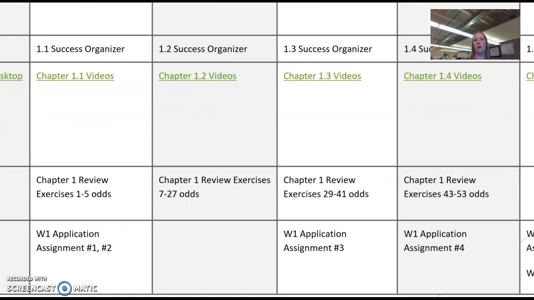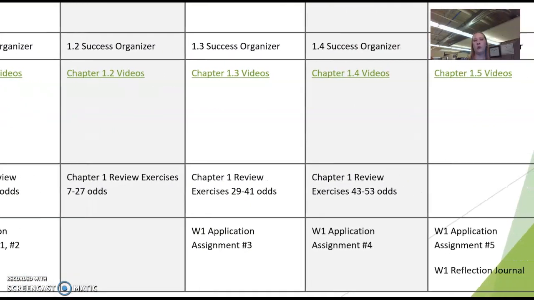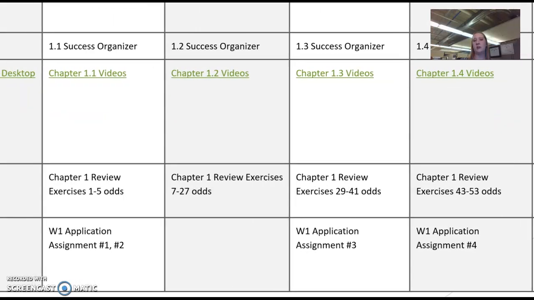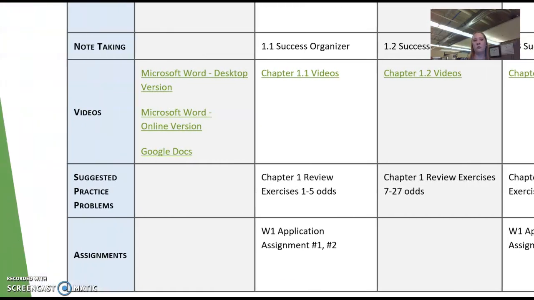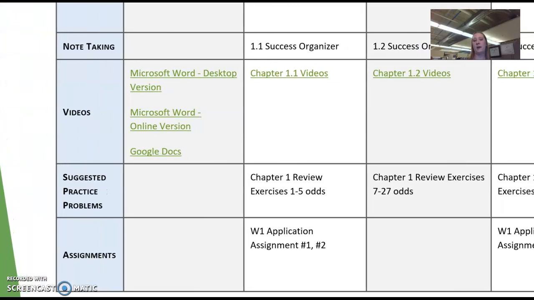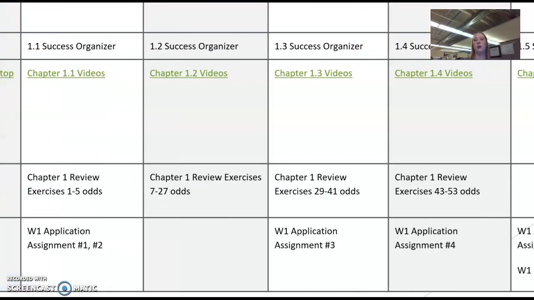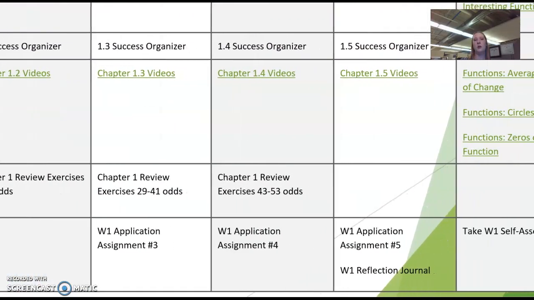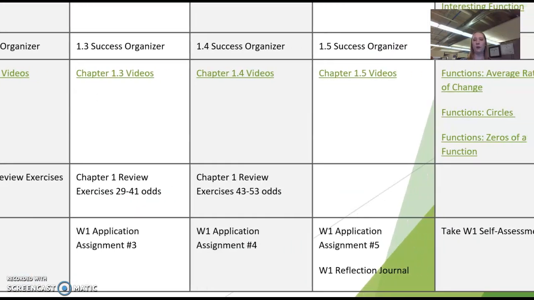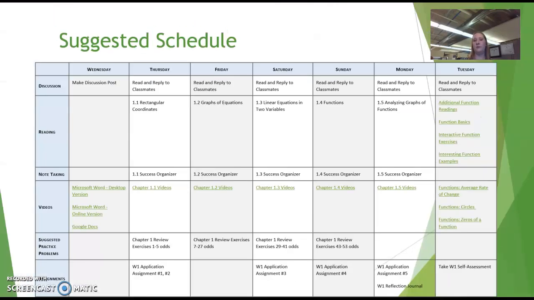If you want to know how to practice these, then you're going to want to download my suggested schedule to see which ones I suggest you do. And then I've also mapped out which questions on the application assignment can go with each section. That can also help you complete the assignment if you're not sure how to do the problem or where to find it. So I recommend following the suggested schedule, modifying it to your use, but at least it will give you a guideline.